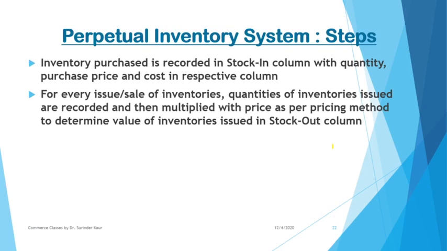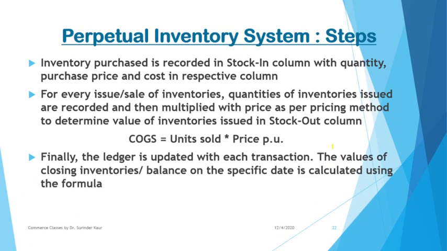For every sale, quantities are issued, recorded and multiplied with the price as per the pricing method. Then finally the ledger is updated. So can you identify the basic assumption here? Now here the balancing figure is your closing stock, isn't it? You update the balance. It means if something is not sold, then it must be there in the stores. So this is your assumption.